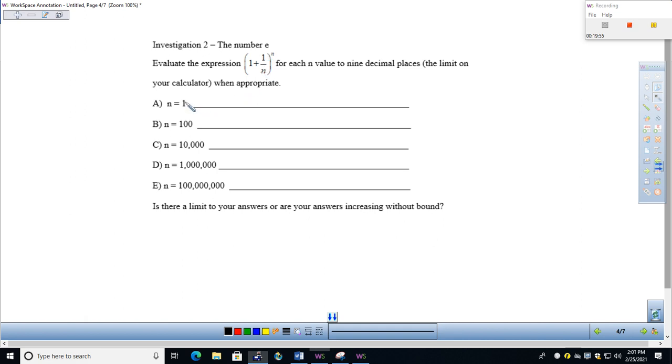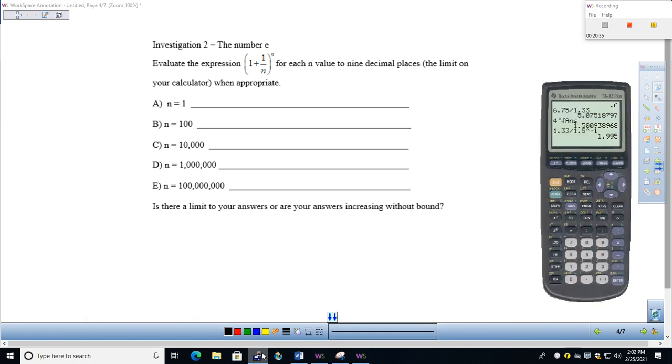So notice I'm going to start out very small, 1, but I'm going to start to build up pretty quickly there. We're going to put larger and larger numbers in. So in just a couple steps, I'm going from 1 all the way up to 100 million. And so watch what happens to the output, the value of the expression when we do this. So it's kind of cool.